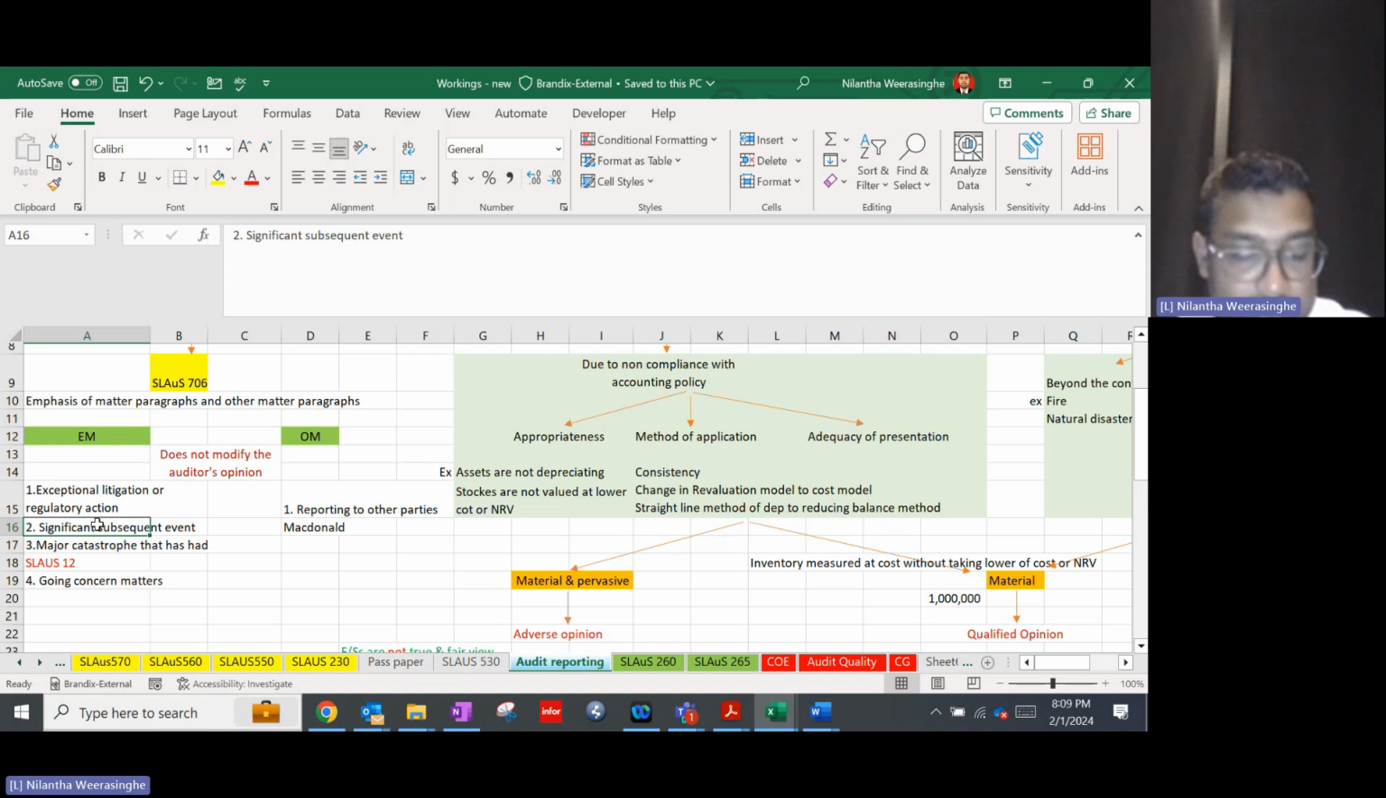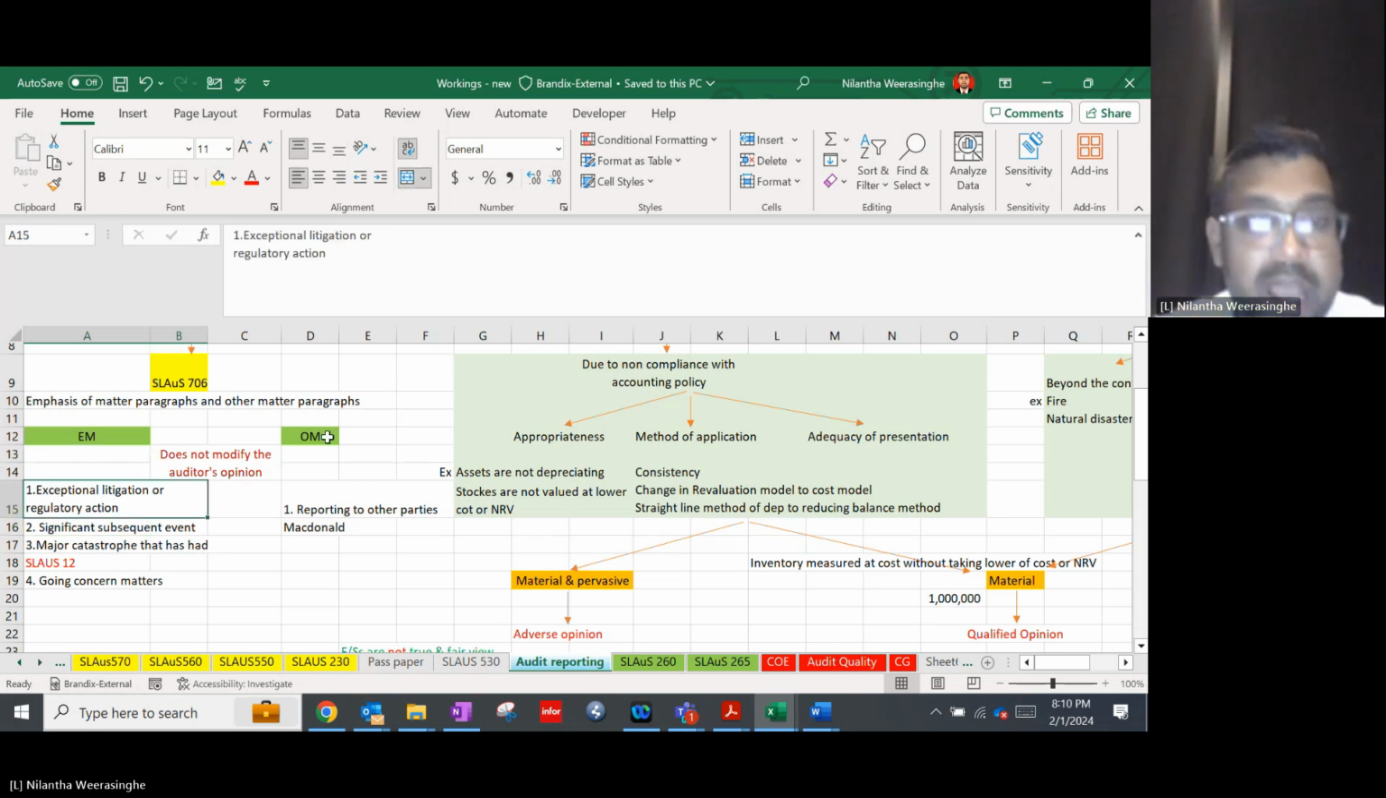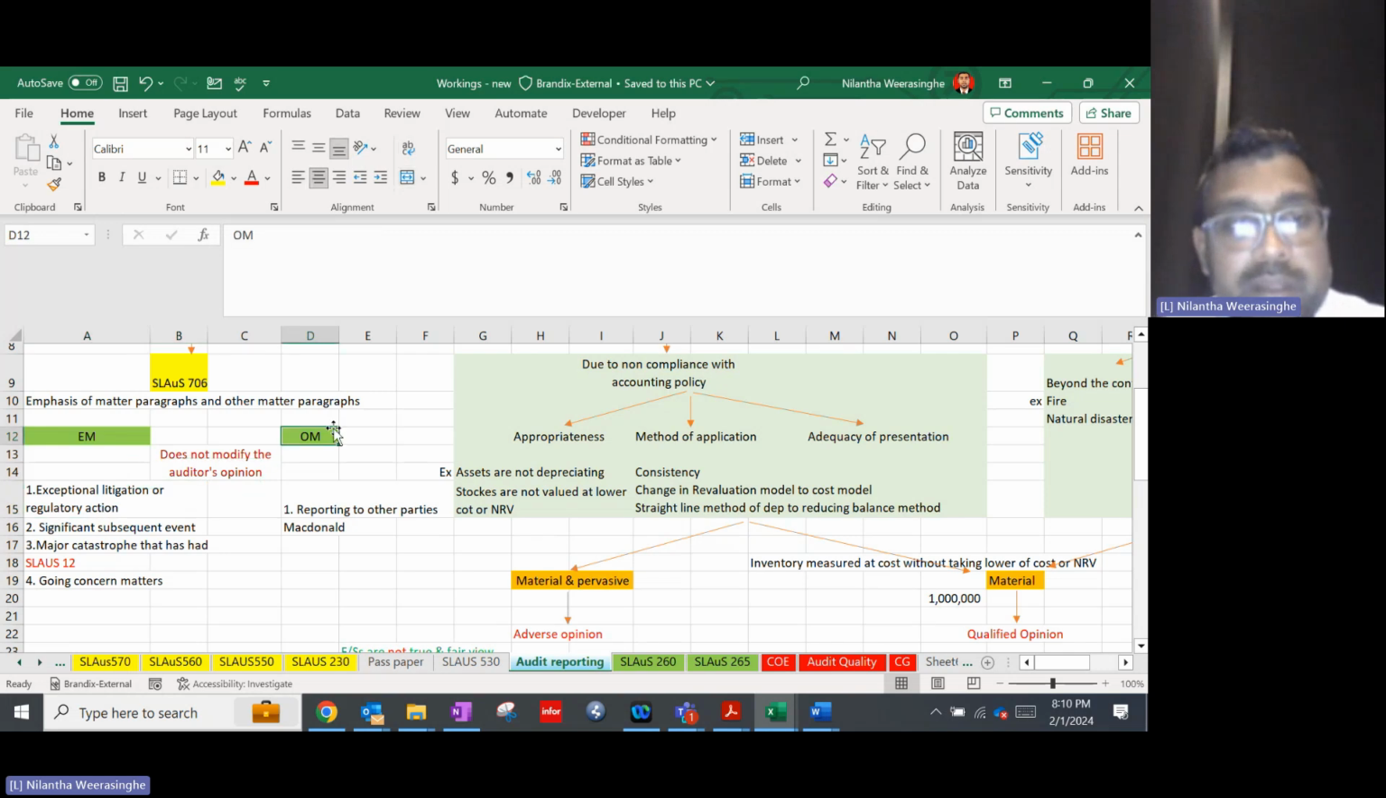We draw your attention to this matter explained in note X in the financial statements. Something has been disclosed in the financial statements, and you are trying to put users' attention to that. To get that attention, you include what? An emphasis of matter paragraph. Other matter paragraph is also a paragraph you include in the auditor's report.